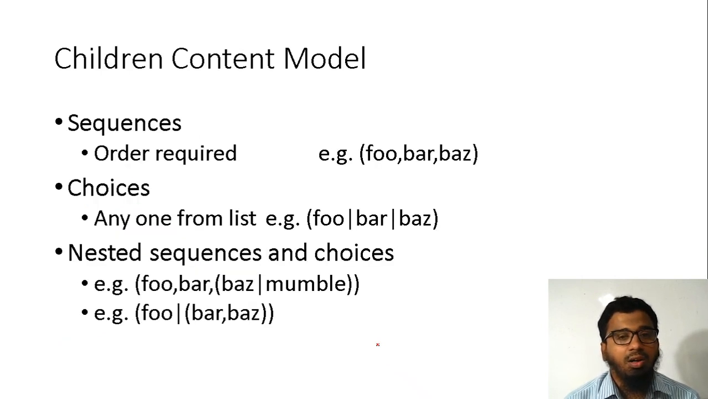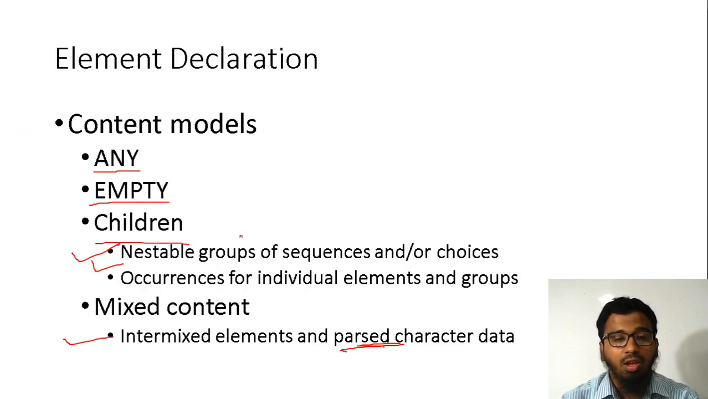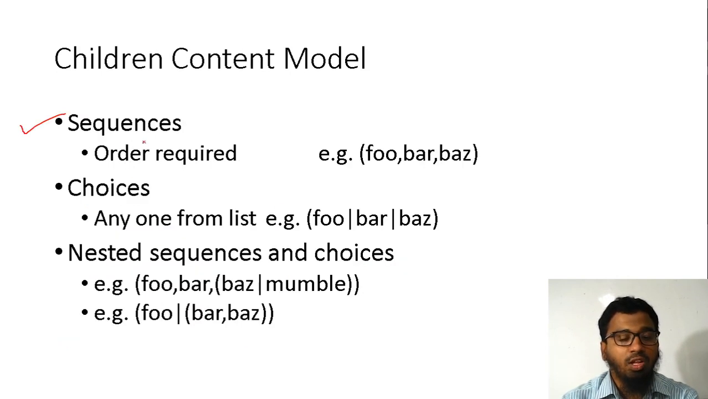Here, what is the children content model? First is sequence: a group of sequence in order, required, like foo, bar, or bars. Another is choice: any one from the list. This is a choice, any one you can take from here, and order required means this is an order.